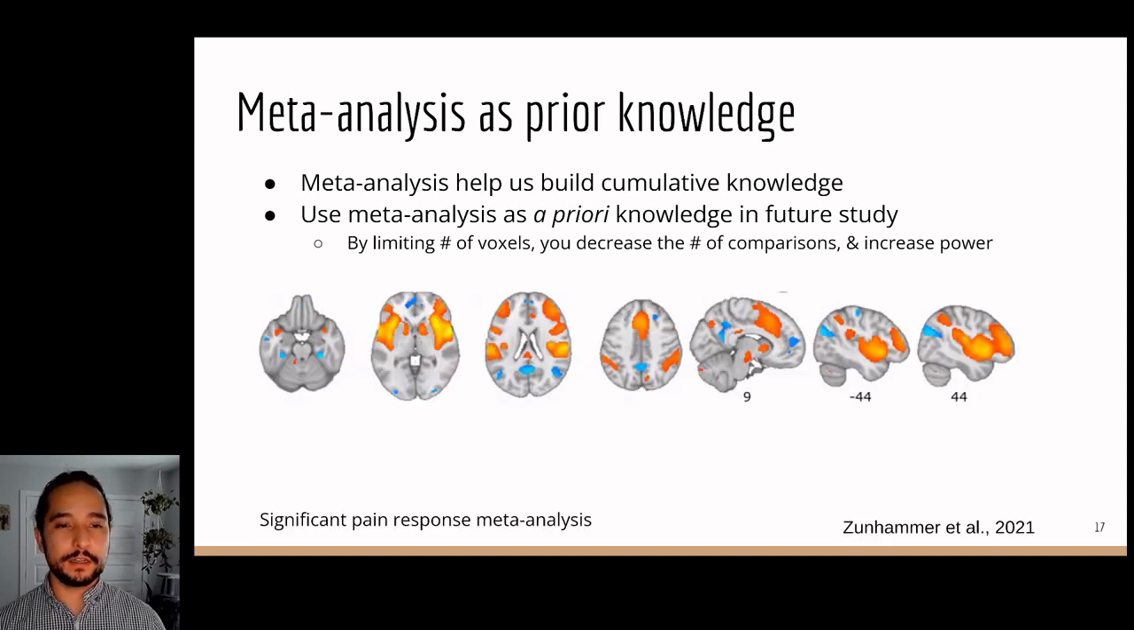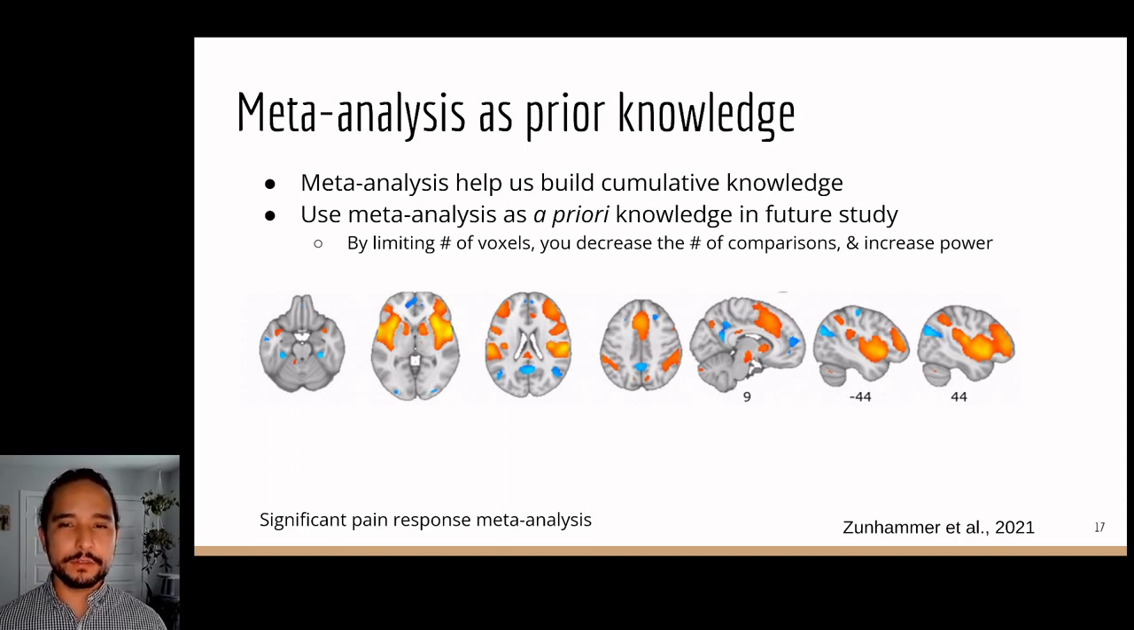So let's take a look at a specific example. Here is a map of significant pain responses. This is a very well-powered meta-analysis that was recently published. So if you were looking at a study in which you were going to induce pain, but you wanted to look across distinct populations, so for example, let's say you had the hypothesis that individuals with anxiety would show decreased activity in pain regions as a response to pain. In order to increase the power to detect more regions that are pain-related, you could restrict your analysis only to the regions shown in this meta-analysis.